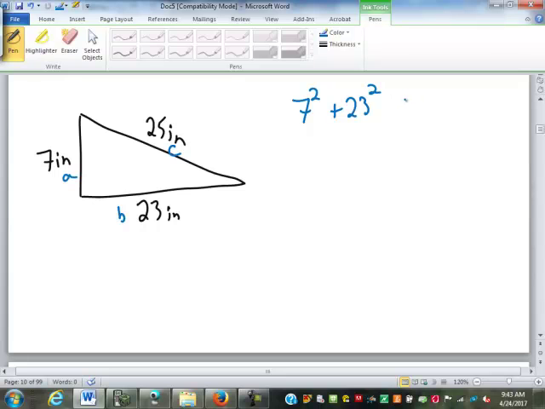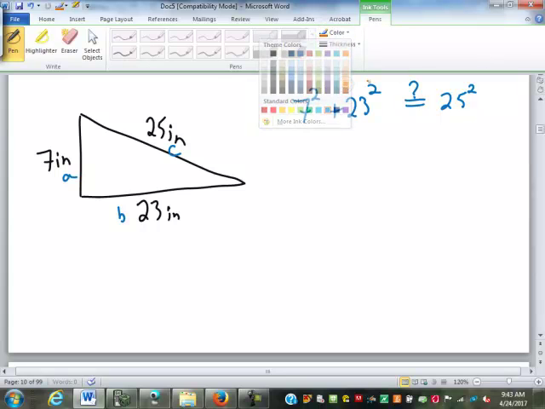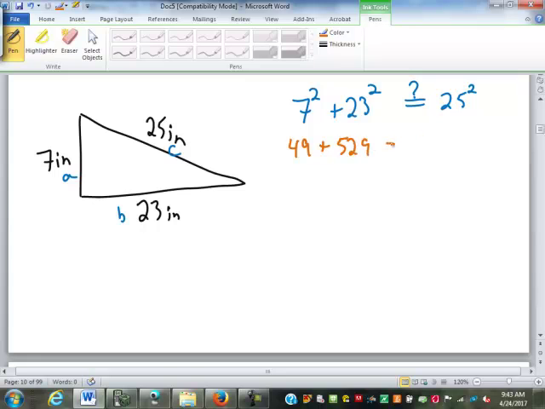Now technically I really shouldn't be putting equals here. I should be putting equals with a question mark over it because I don't know if they're equal yet. I should have been doing that on the other ones too. Does this come out to be a right triangle? No. 7 squared is 49. 23 squared is 529. 25 squared is 625. This adds up to 578. So it is not equal to 625. So this is not a right triangle.